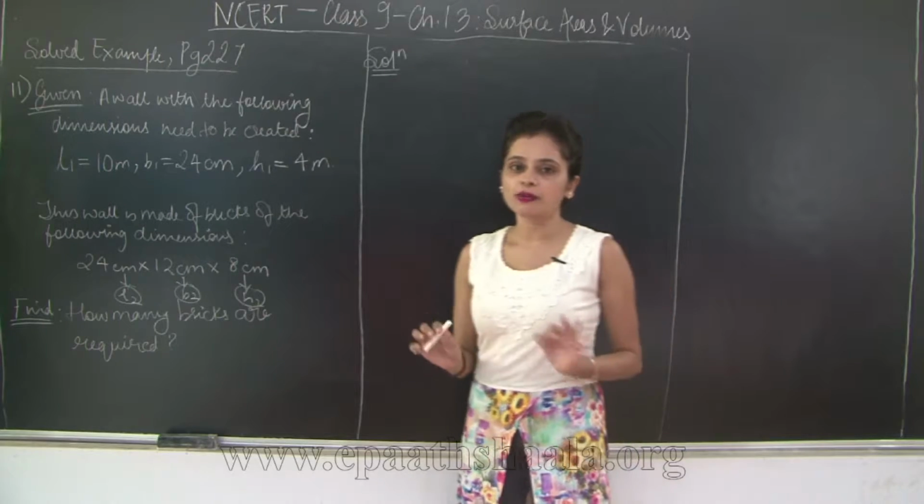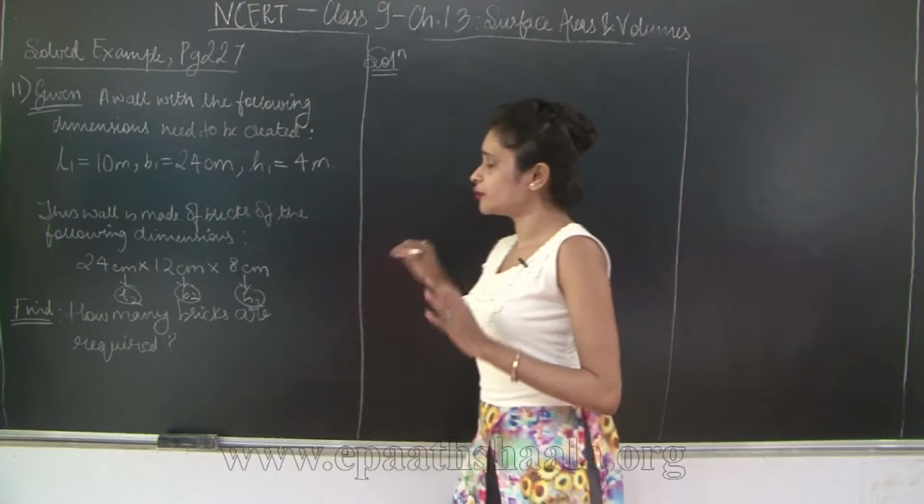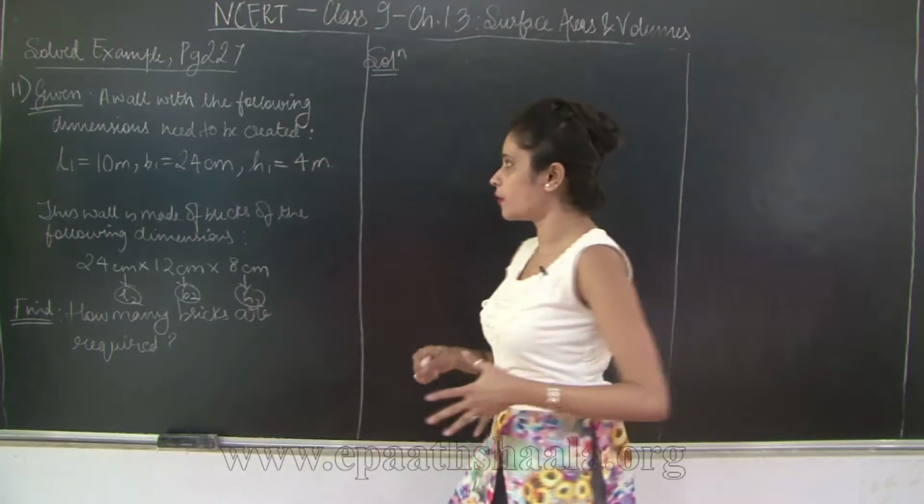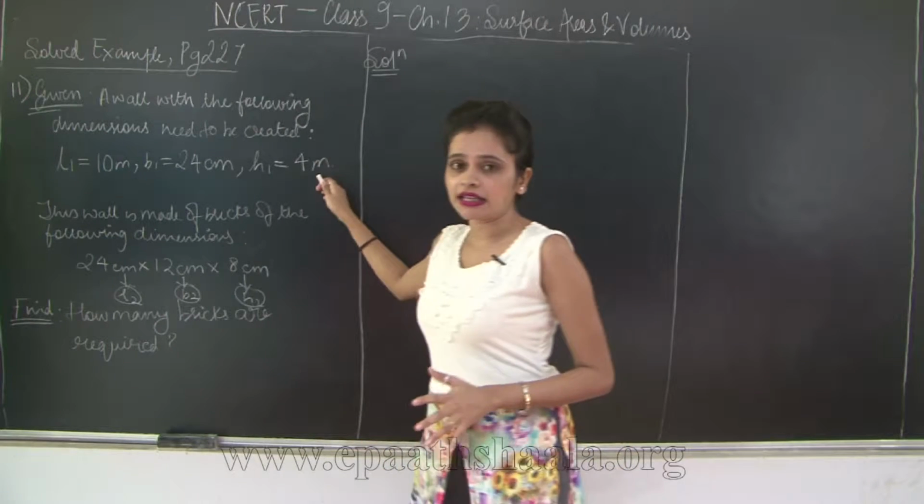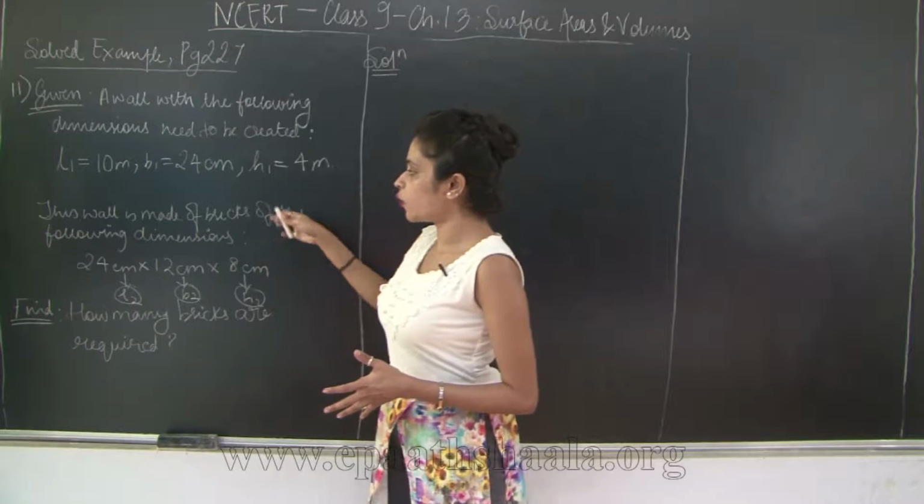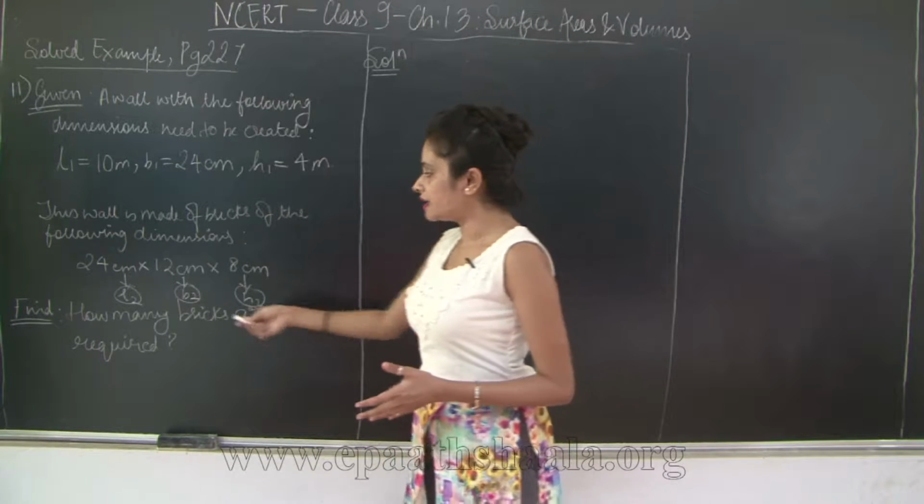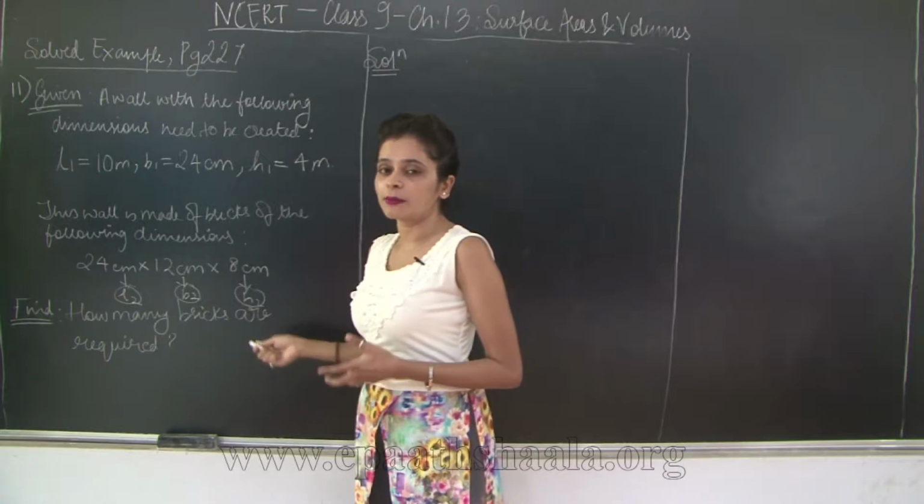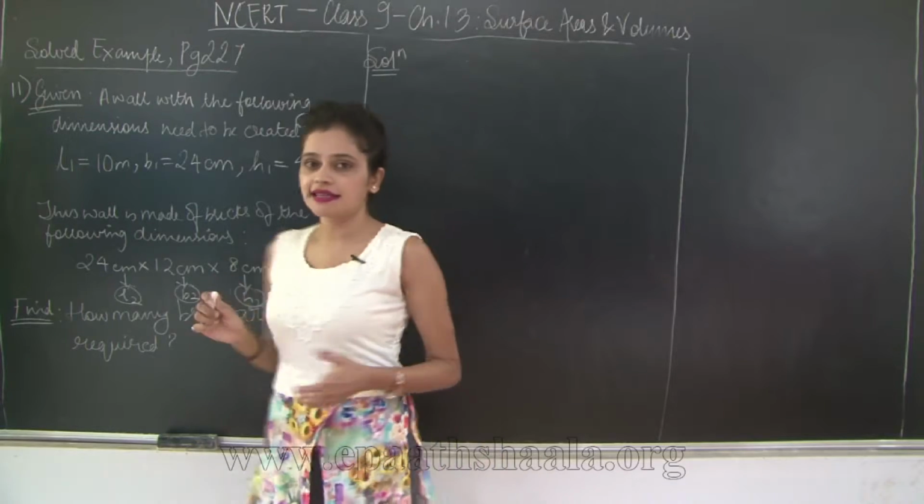So first of all, how do we solve this question? We need to first understand what the question is about. First of all, we are going to find the volume of the wall. Then we are going to find the volume of the brick. And using the unitary method, we will find how many bricks are required. So let's see how we do this.